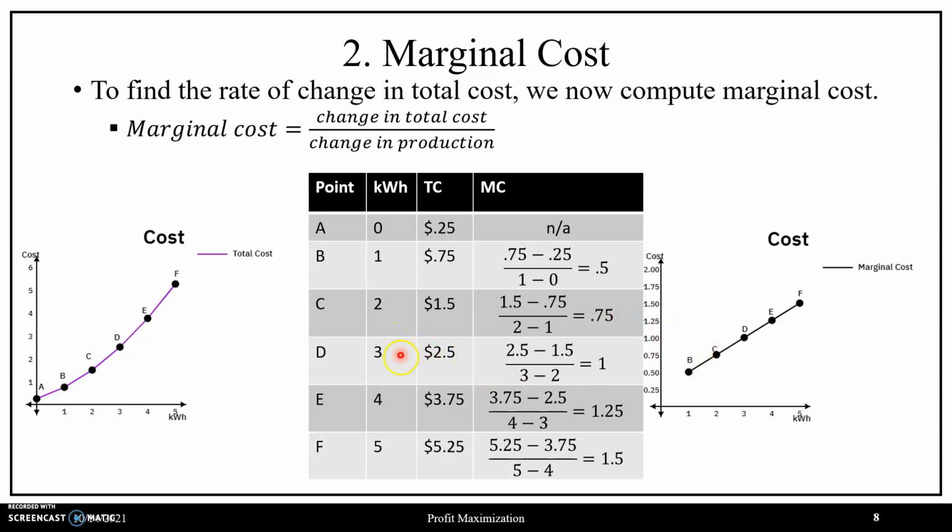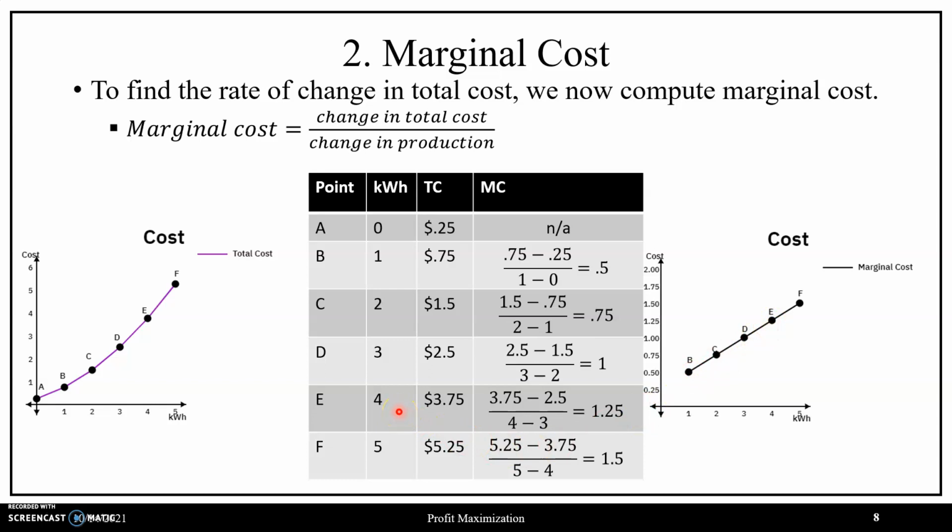Going from 2 units of electricity to 3 units, we see that total cost is going from $1.50 to $2.50, or that the rate of change in terms of costs is $1, which generates point D in terms of our marginal cost curve. And going from 3 units to 4 units of electricity, total cost is changing from $2.50 to $3.75, or there is a change of $1.25, which generates point E.